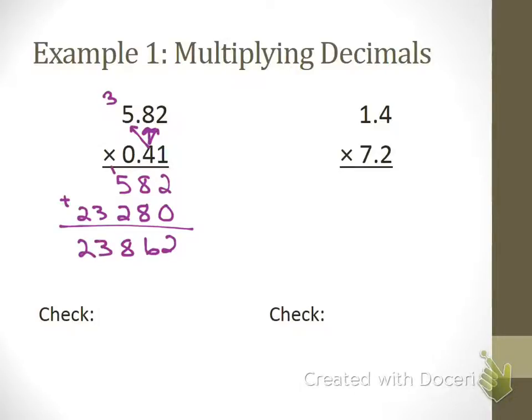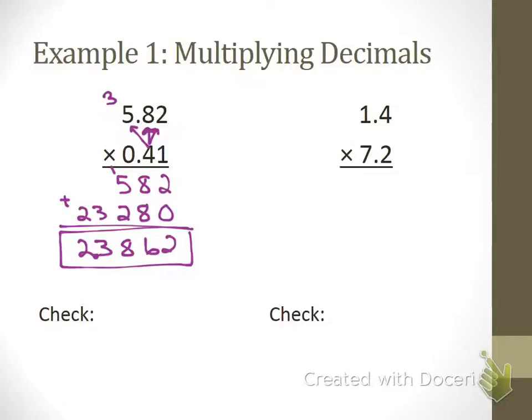Okay, now here's my big question. How do I know where my decimal goes in my answer, Kat? How many decimals did I have in my original numbers that I was multiplying? And how many is it, class? 4. So I count 4 decimal places in my answer, and that's my final answer, 2.3862.